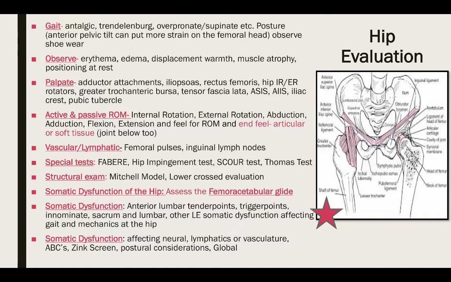We're going to go through a few of these. I know a few you've had before, a few you haven't. Structural exam, Mitchell model, lower cross. And then somatic dysfunction of the hip. So this is a minor motion, and it's going to be femoral acetabular glide. So for the joints, we have glides and we have slides, right? You have gross range of motion, and then you have this more subtle range of motion, which are the glides and slides. Femoral acetabular glide will be the first one we talk about. Then we want to assess for any somatic dysfunction, lumbar tender points, trigger points, Mitchell model. And then we want to think more globally, assessing for the ABCs or zinc or postural considerations.